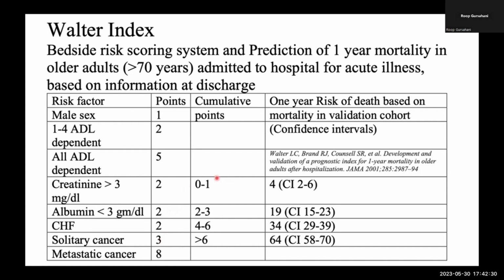And what happens if you add these points up? If you have 0 to 1 points, then your survival is like the population. But if your points are 6 or more, your likelihood of mortality in the following 1 year is more than 60%, and I would think probably about 70%. So what does this mean? This means an individual who is 70% likely to pass away in the subsequent 1 year.